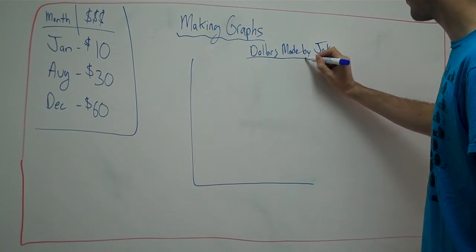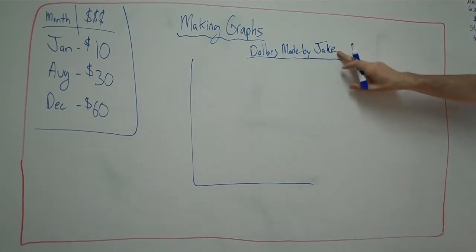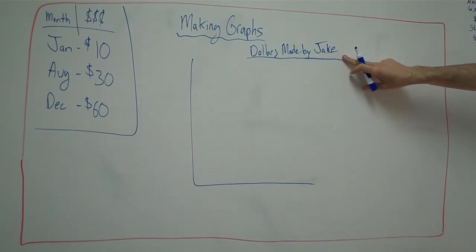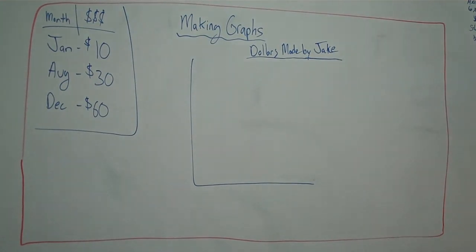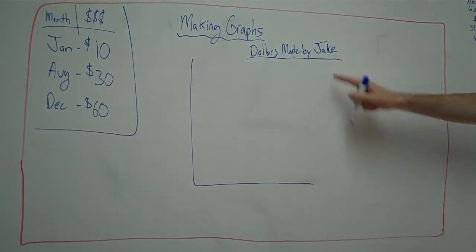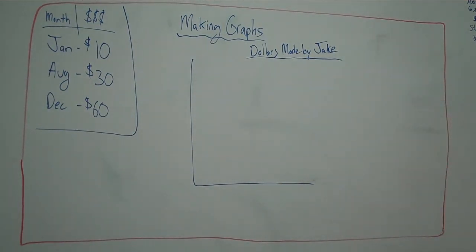It's always good in the title that if someone reads your title, they know what your graph's all about. If someone comes in there like, dollars made by Jake, they're going to find out how many dollars Jake made. Okay, now, that is our title.